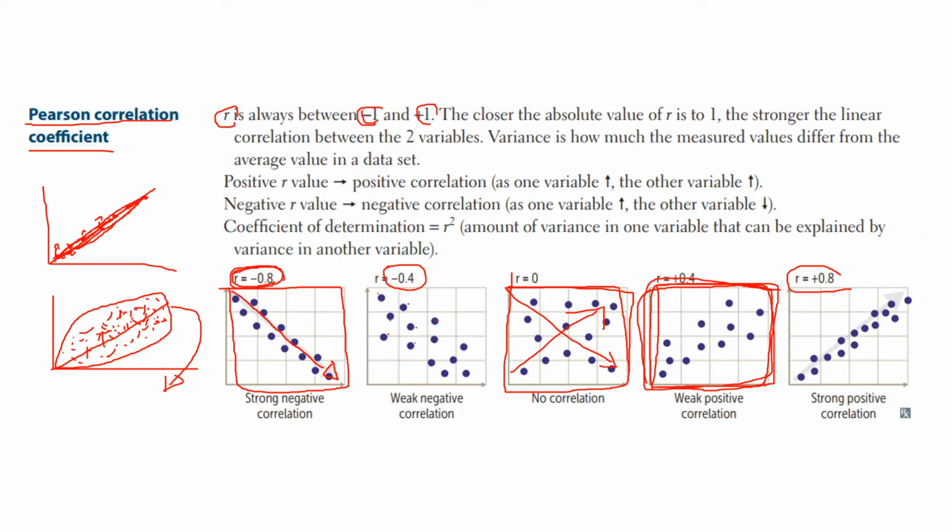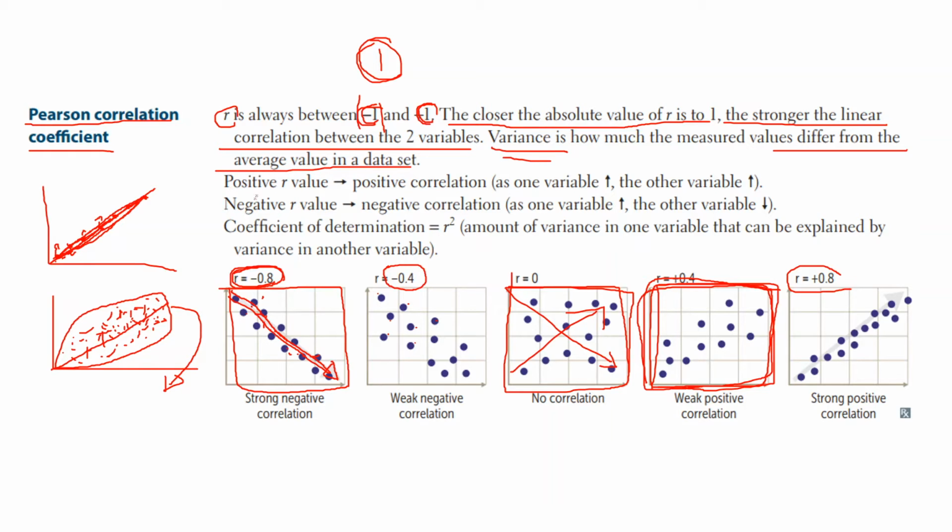It can be between -1 and +1, and the closer the absolute value of r is to 1, it means the better correlated it is, the stronger the linear correlation between two variables is. Now, as the linear correlation gets stronger, variance decreases, because the points are less varied, the points are much closer to this middle line, and therefore variance is going to decrease. Variance is how much the measured values differ from the average value in the data set, which is basically this line.